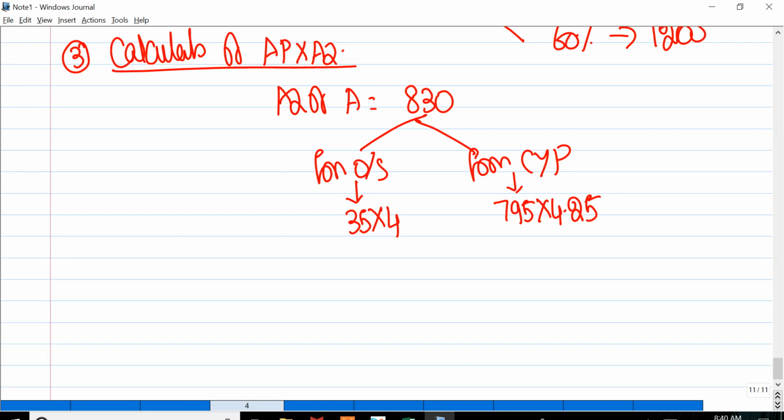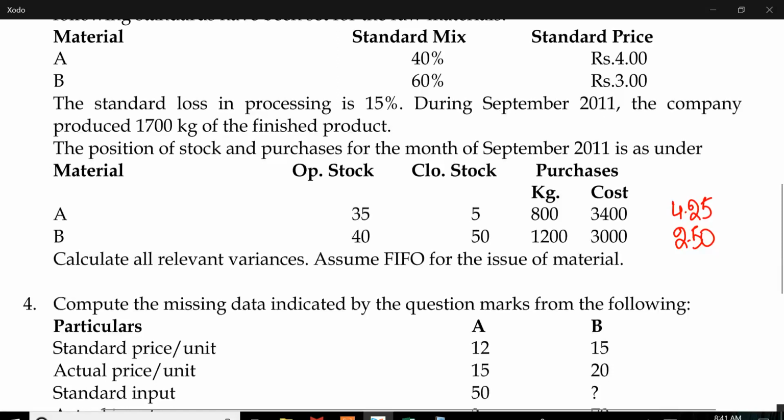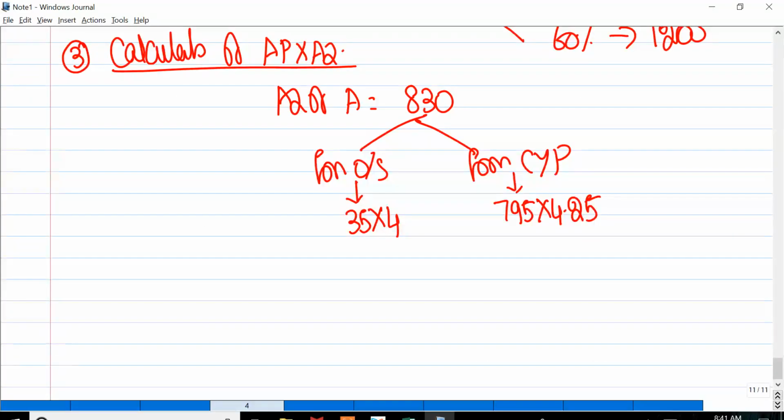The logic is whatever has come from the opening stock would have been purchased at 4 rupees and 3 rupees in the last year. In the current year you are purchasing at 4.25 and 2.5. So the cost is 35 into 4 plus 795 into 4.25. You will add this and write a figure, and this figure will go in the main working note.